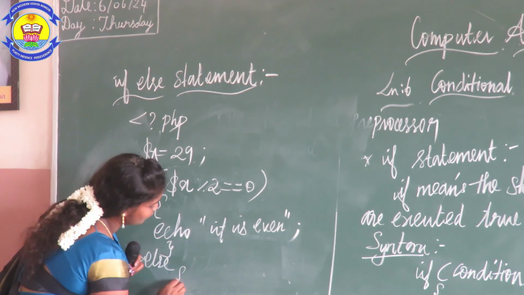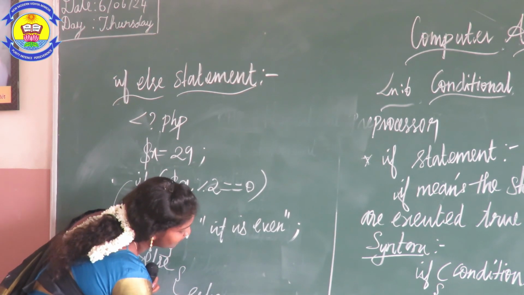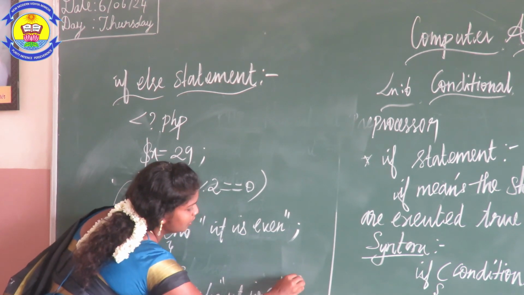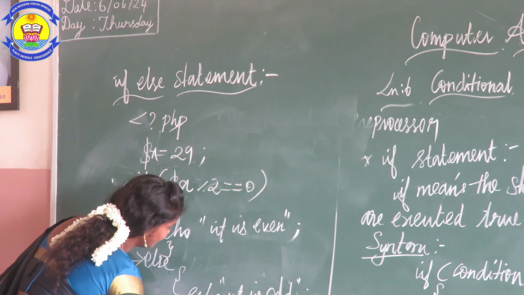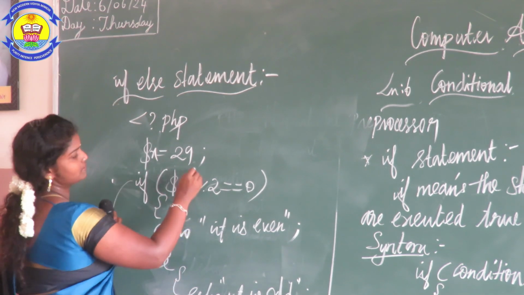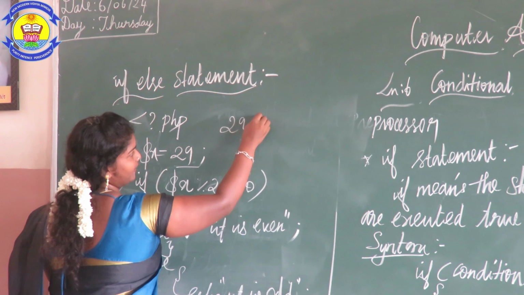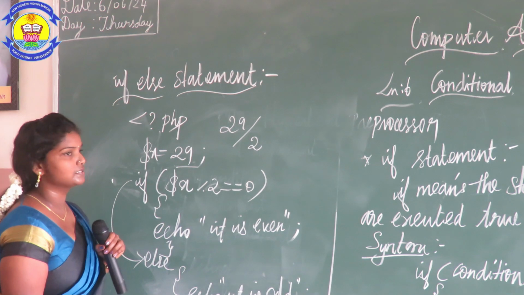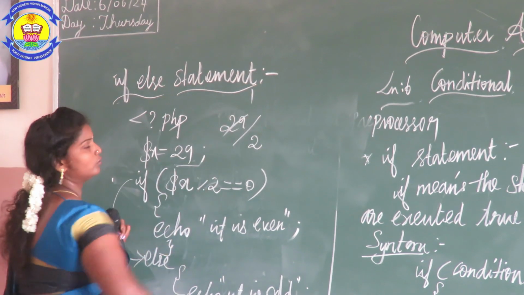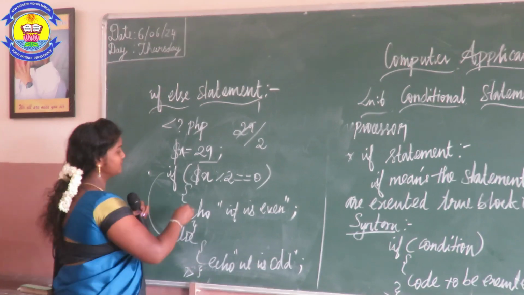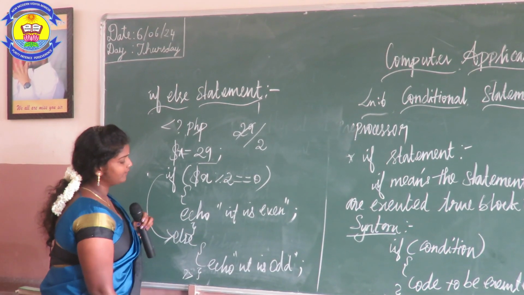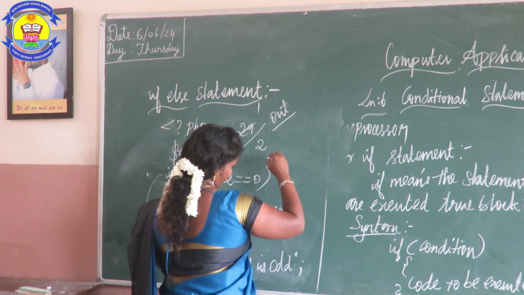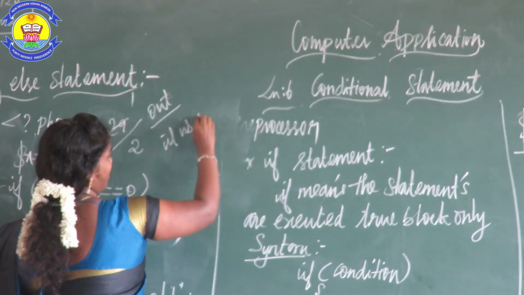So I am going to print echo "it is odd number". Now listen carefully. My value is 29. Is 29 divisible by 2? Definitely not possible, because 1 remains. So now it jumps to the else part. So now the output is "it is odd number".